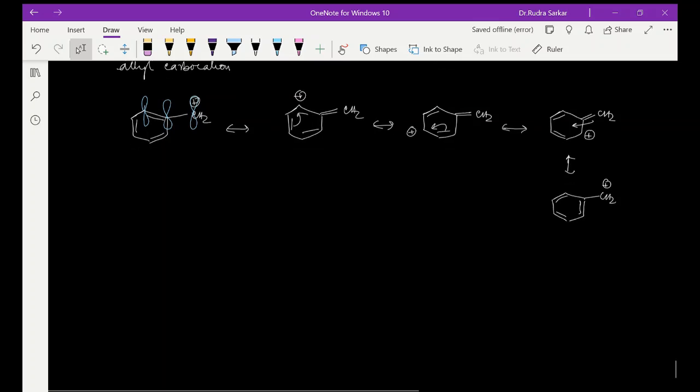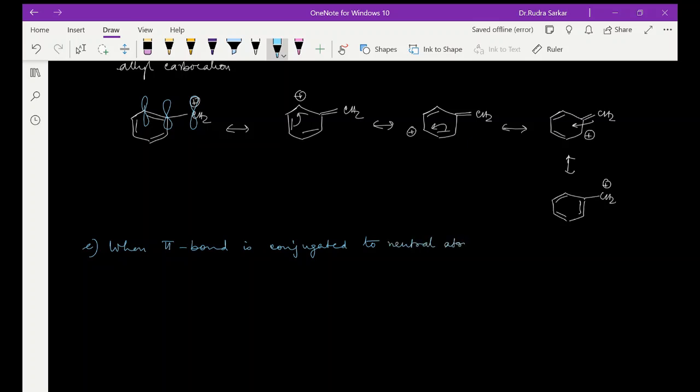ओके, नेक्स्ट केस क्या है, नंबर सी, when pi bond is conjugated to a neutral atom having empty p orbital.